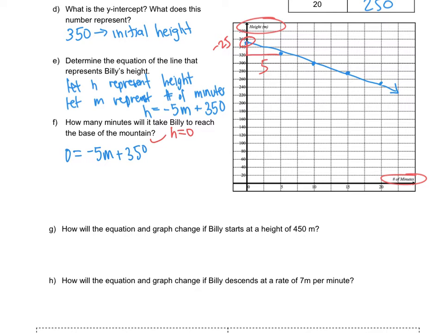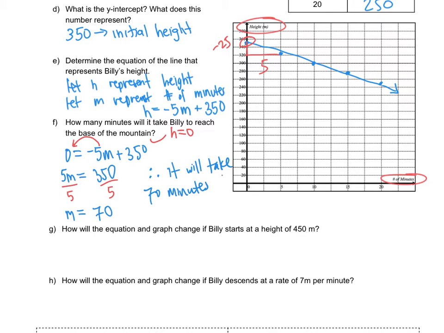So I'm going to bring negative 5m to the left. That way it turns positive, and then we also have our variable in a more familiar place. And then I need to isolate for m, so I'm just going to divide both sides by 5. So this is just a two-step equation. And I get 70. So that means in 70 minutes, Billy will be at the base of the mountain. So therefore, it will take 70 minutes for Billy to reach the base.